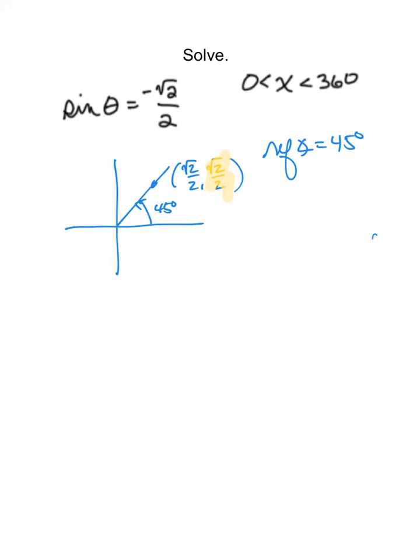Now, the next thing I do is I determine which quadrant my solutions are in, and I do that by looking at the sign of my trig function, so it's either positive or negative. I know that sine is negative in quadrants 3 and 4, so therefore that's where my solutions will be, and they will be in those quadrants with the reference angle of 45 degrees.